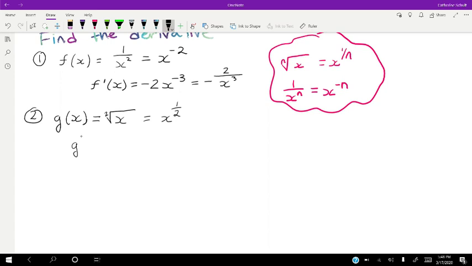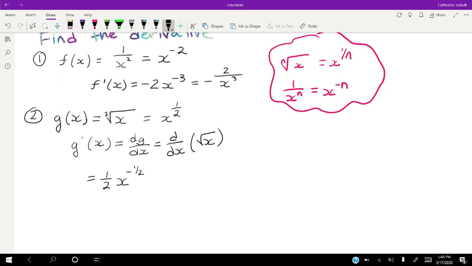So we can just write g prime of x, or if you're feeling fancy, that's the same as dg dx, or you can write d dx of the square root of x. All of these are equivalent expressions. But no matter how you notate it, it's the same one. We're going to bring the exponent down and then subtract 1 from the exponent. So 1/2 minus 1 is negative 1/2.